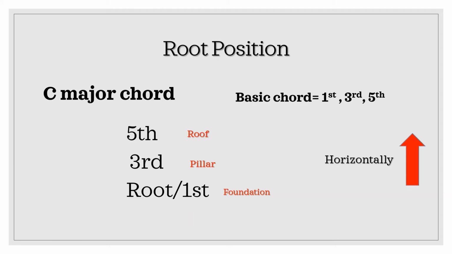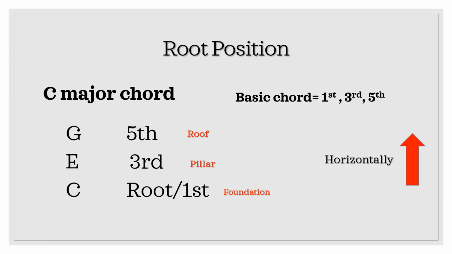So let's lay out our letters. We have C, E, and G. C would be the root or the first, which is the foundation. E would be the pillar, and G would be the roof, which is the fifth.